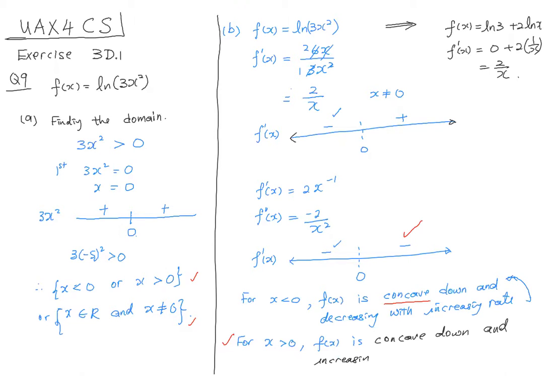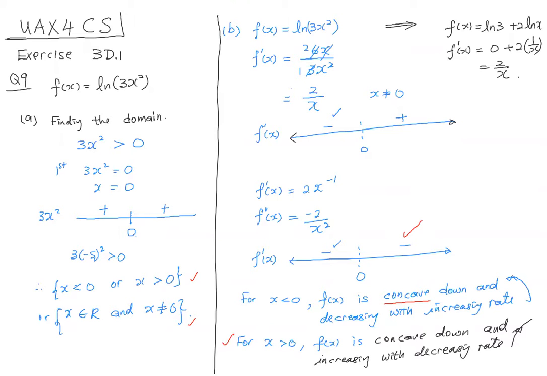With decreasing rate. Increasing with decreasing rate. Yeah, you are right. So you see, very important. So concave down and increasing with decreasing rate. So that is how we go. All right, that is the geometrical interpretation.